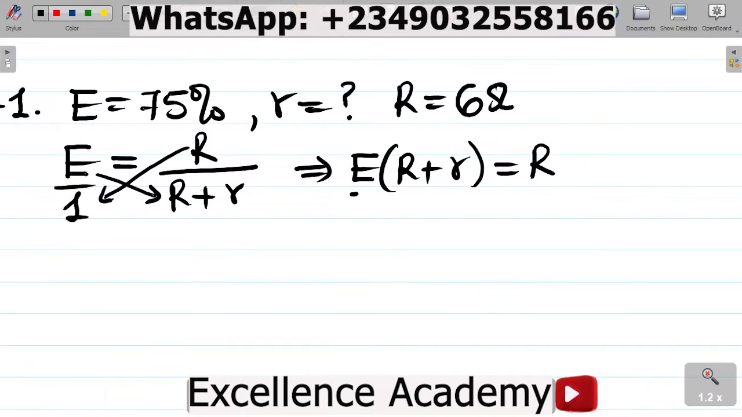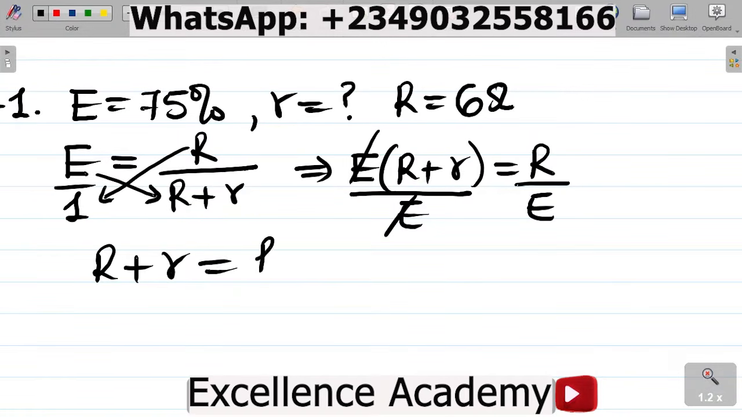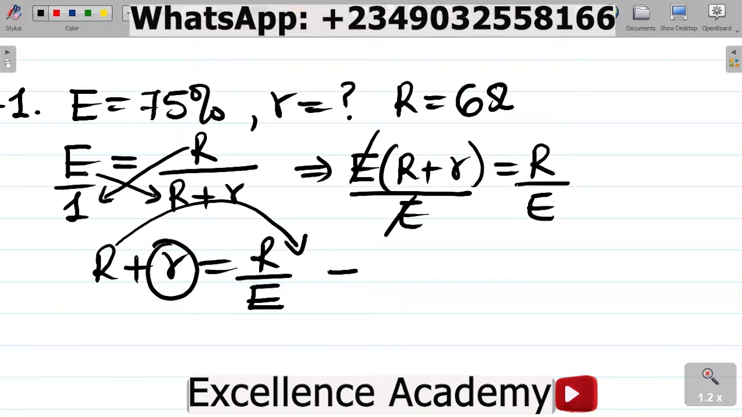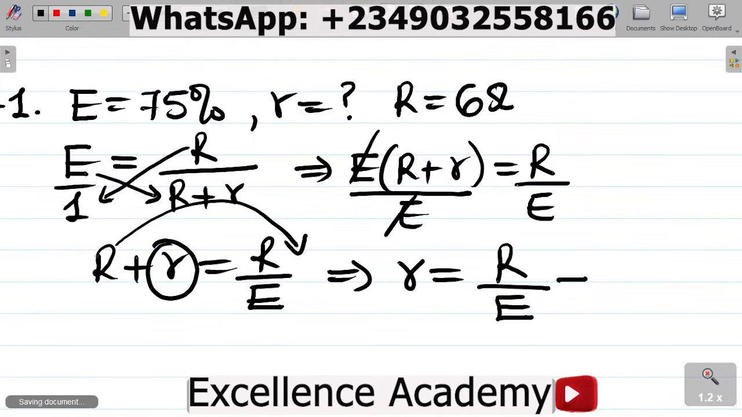And what do you do here? Divide here by E, divide here by E. From here, this cancels this. So R plus r is equal to R all over E. To get the value of small r, I'll move capital R here. That means small r, internal resistance, is equal to external resistance, capital R, all over efficiency, minus R. This is positive, moves over the equality sign, becomes negative R.